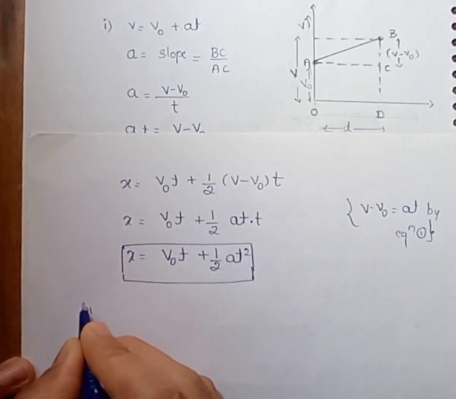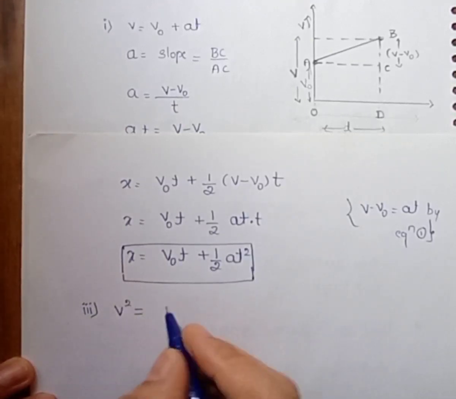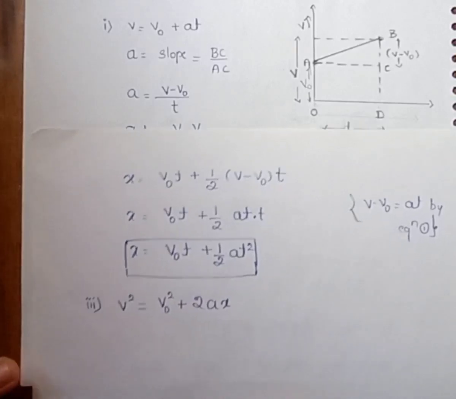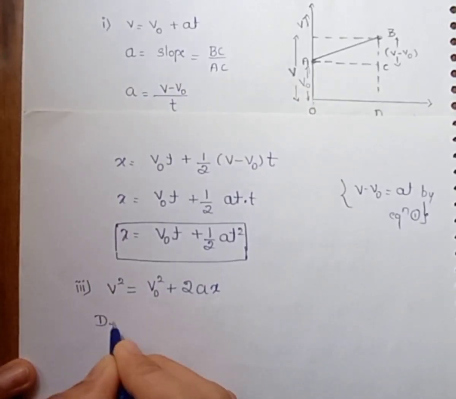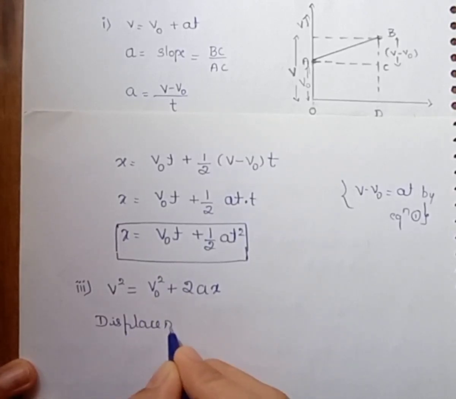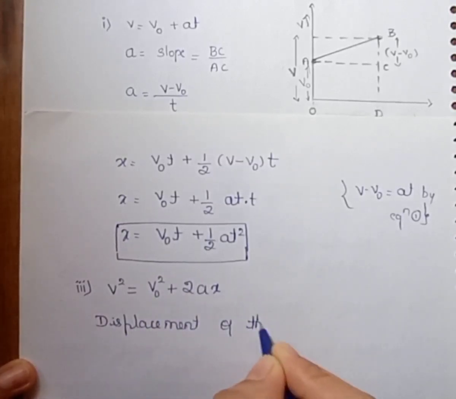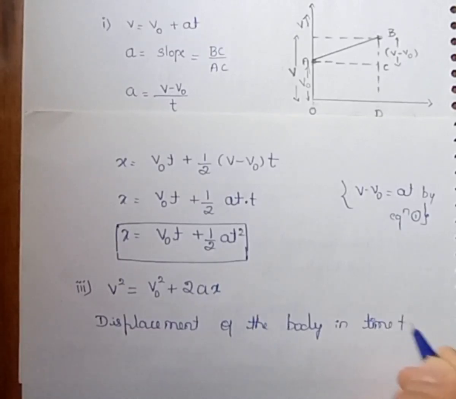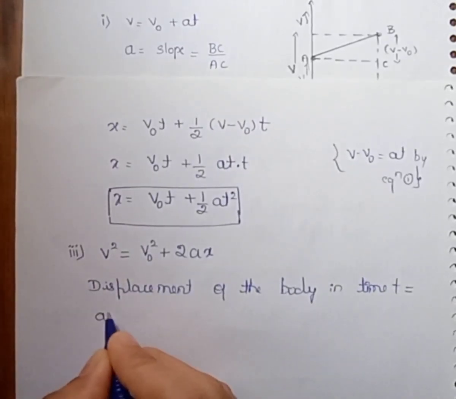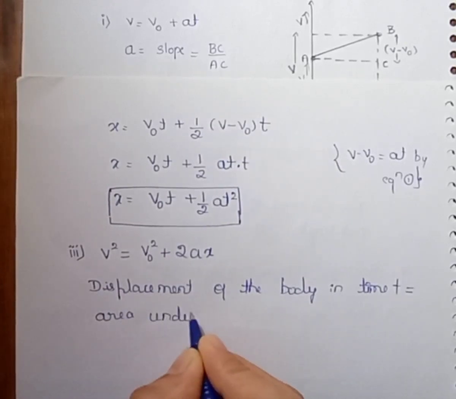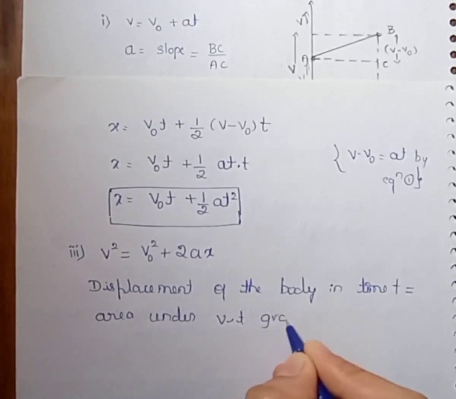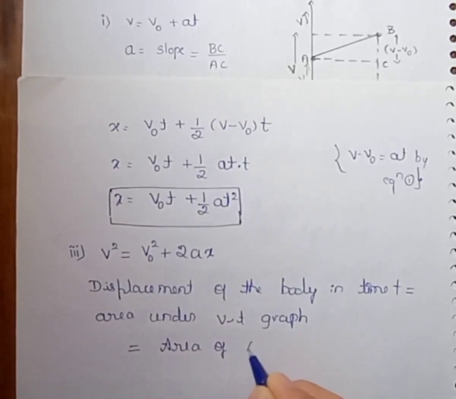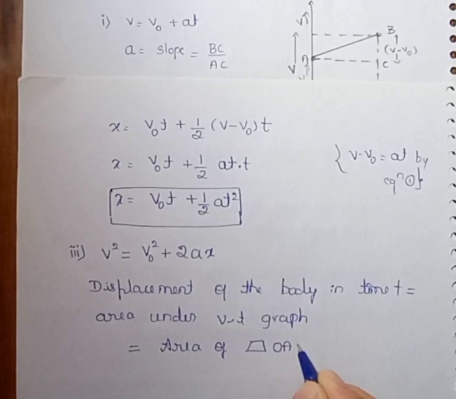Next, to derive the third kinematic expression, it is V square, the final velocity square, is equal to initial velocity square plus 2ax. Here, the displacement of the body in time t is equal to the area under the VT graph, that one is the area of trapezium OABD.